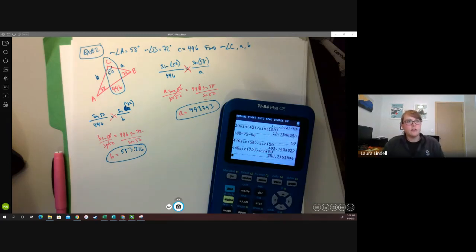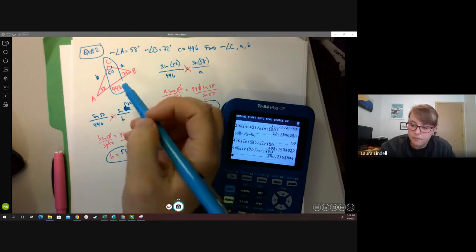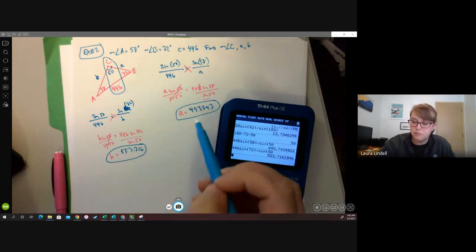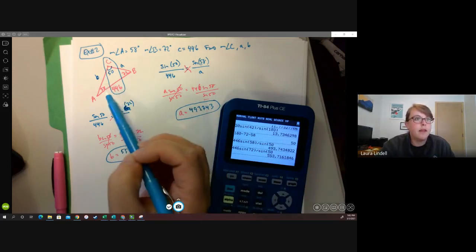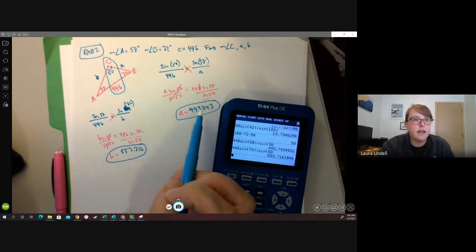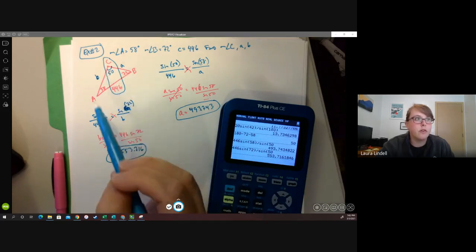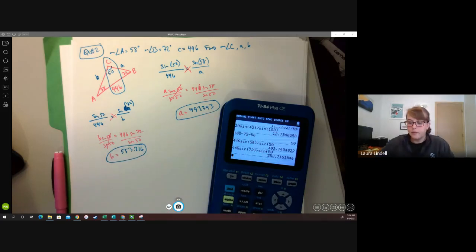One way that you can check yourself and make sure that you're on the right track, if you remember that property from geometry that the bigger side is across from the bigger angle and the smallest side is across from the smallest angle, notice how C is the smallest angle, and 446 is the smallest out of the three sides. Angle A is 58, it's the medium-sized angle, and side length A is in between the other two sides that we found. And then the largest angle is B, and the largest side is also side B. So that's one way that you can check and make sure you're on the right track.